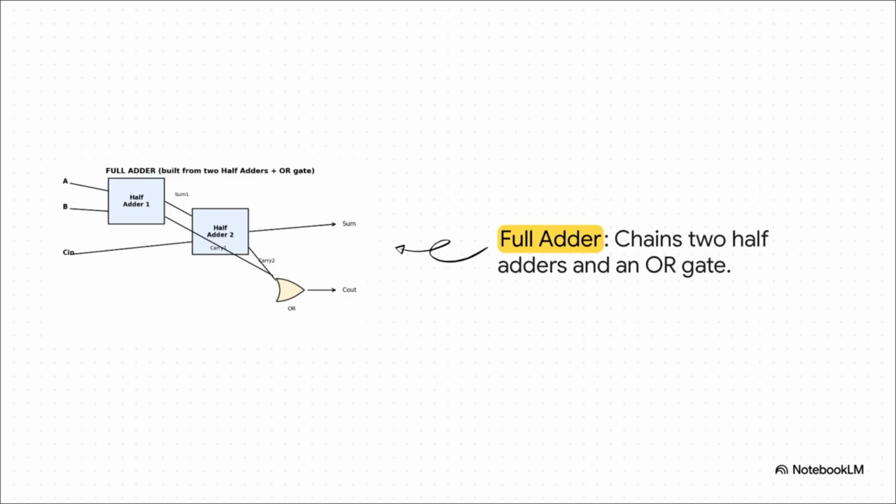Let's do a quick mental trace right now. Try this out. If input A is 1, B is 0, and your carry-in is 1, trace those signals through the cascaded half adders. If you follow the logic paths, you'll find the final sum is 0 and the carry out is 1. Pretty cool, right?